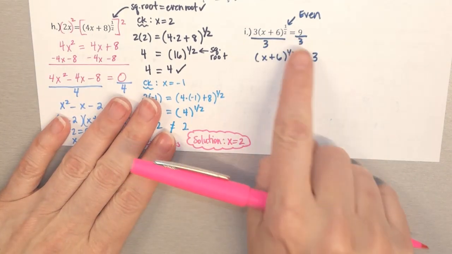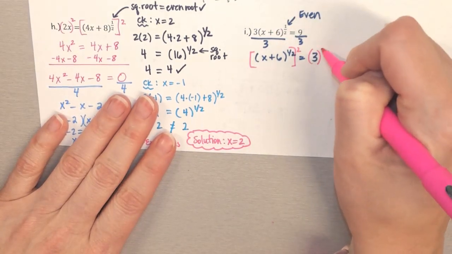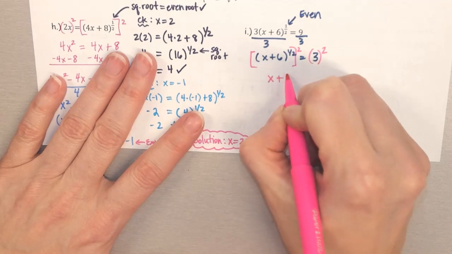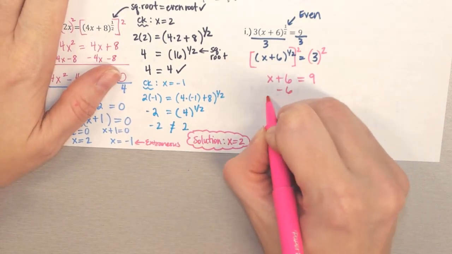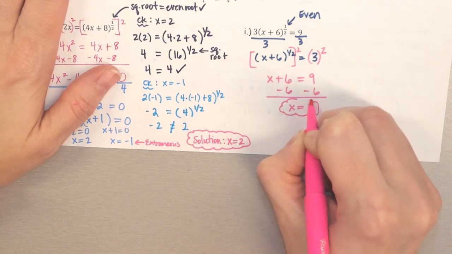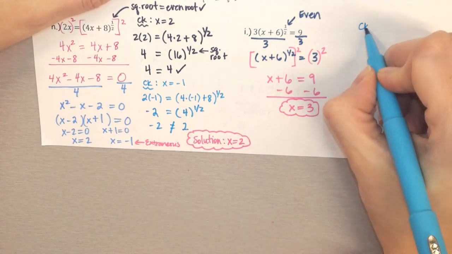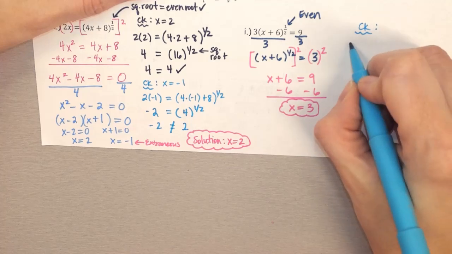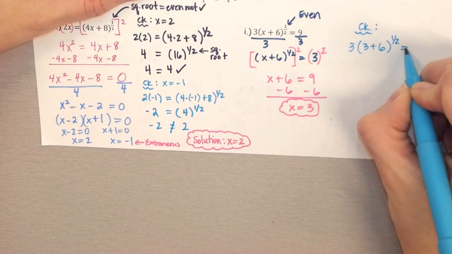Okay, but if you divide first, then we would raise each side to the power of 2 here. We'd have x plus 6 is equal to 9. And then we just subtract 6 from both sides. Okay, and then we only have 1 to check here, so we have 3. 3 plus 6 to the 1/2 equals 9.